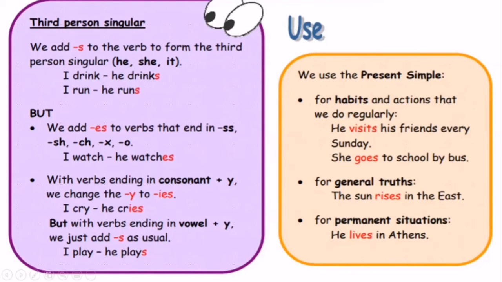But add es to verbs that end in double S, SH, CH, X, and O. For example, I watch, but he watches, okay? The verb watch ends in CH. So when you use the verb watch for he, she, or it, you have to add ES, he watches. Now, with verbs ending in consonant plus Y, we change the Y to IES. It says, I cry, he cries.